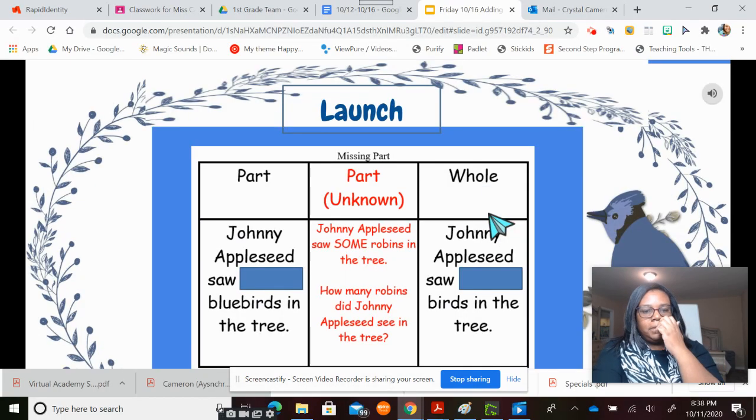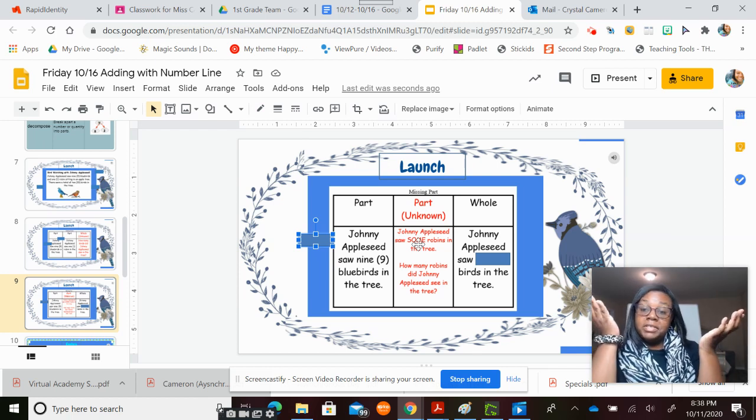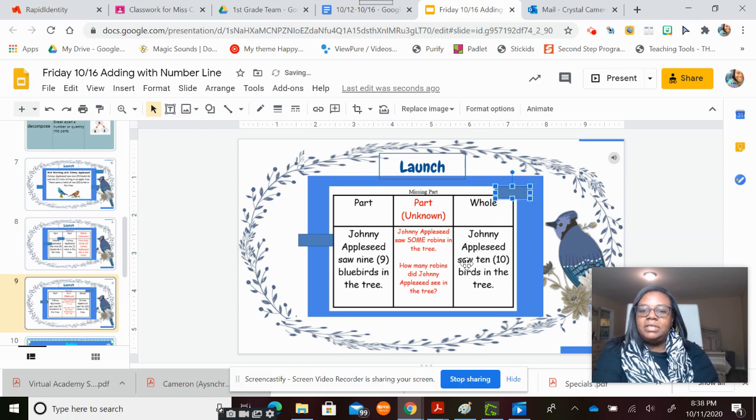So for an example, Johnny Appleseed saw 9 bluebirds in a tree. Johnny Appleseed saw some robins in the tree. The word some is a key word here, boys and girls. Some means I don't know, or question mark, mystery number. How many robins did Johnny Appleseed see in the tree? But they gave us the whole. Johnny Appleseed saw 10 birds in the tree. So that means that we would have to figure out how many steps there are to get between 9 and 10.